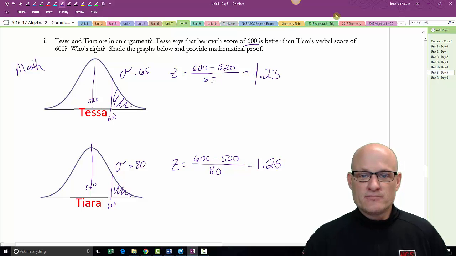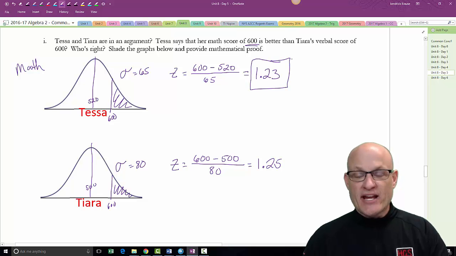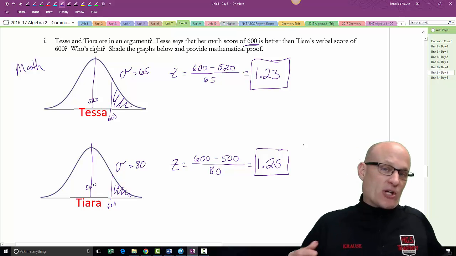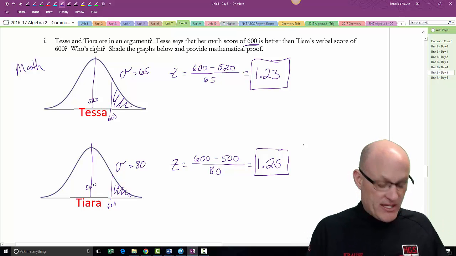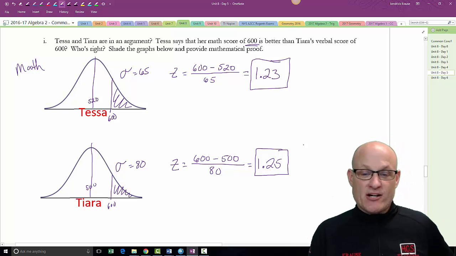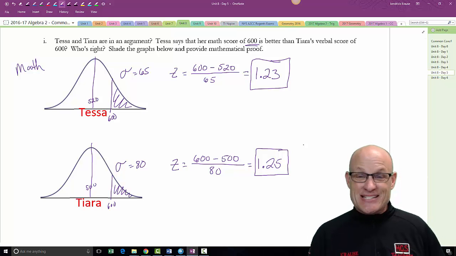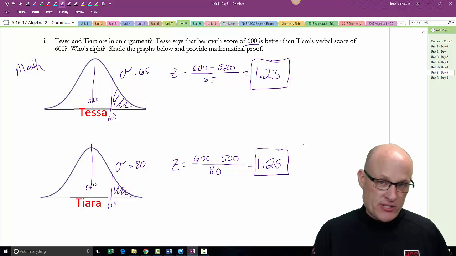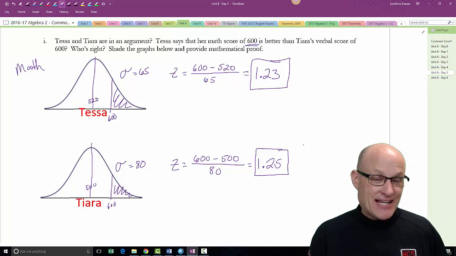So now I can compare them. Tessa is 1.23 standard deviations above the mean. Tiara is 1.25 standard deviations above the mean. So I don't even have to go to the table. I can just compare these. Because Tiara's z-score is higher than Tessa's, Tiara did better on the English test than Tessa did on the math test.